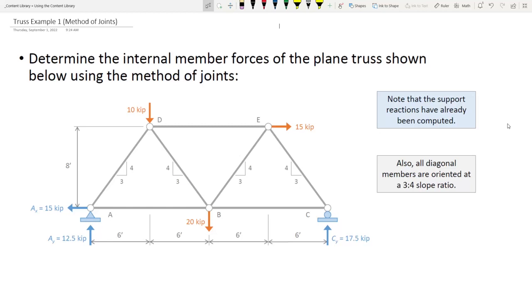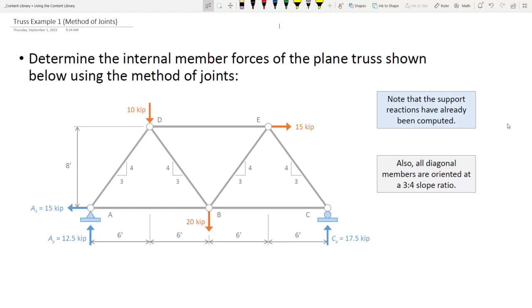We have A, we have B, we have C, D, and E. So this is D, this is E. So what we have to do is start, so we're using the method of joints. The method of joints states that we can only solve a joint that has at most two unknowns. So my question for you, can I go ahead and start this problem by analyzing joint B? No. There are four unknown member forces going through joint B, right? I can't start there. So I can't start at B, I can't start at D, and I can't start at E, right? These have three unknowns, this one has four.